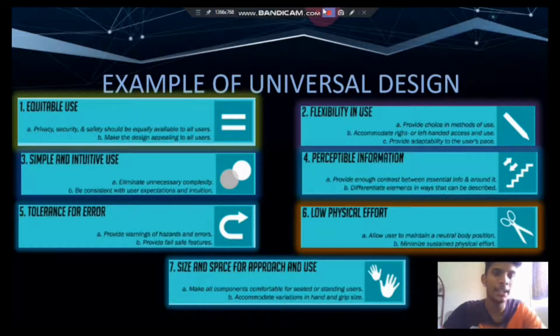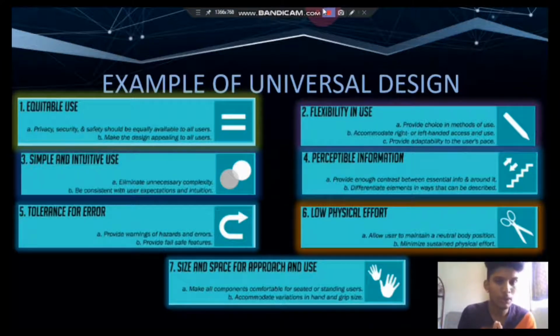Thirdly, simple and intuitive use. A, eliminate unnecessary complexity. B, be consistent with the user's expectation and intuition. The fourth point is perceptible information. Provide enough contrast between essential information and its surroundings. Differentiate the elements in ways that can be described.